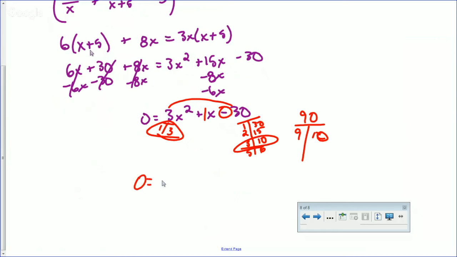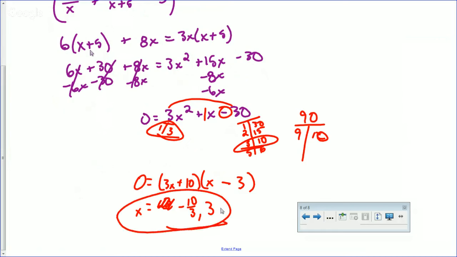So I have 0 equals, my parentheses will have 3x and x. I took 3 times a 3, so it goes over there, and the 1 times a 10. Signs are different. The bigger one is positive, so that's a positive 10 and a negative 9. So now I set each one of those equal to 0, and I get x to be negative 10 thirds and 3. The last thing I want to do is check those and make sure they're solutions. I notice that I don't have a 0 or -5 that would make those zeros on the bottom. So those two should be good solutions.